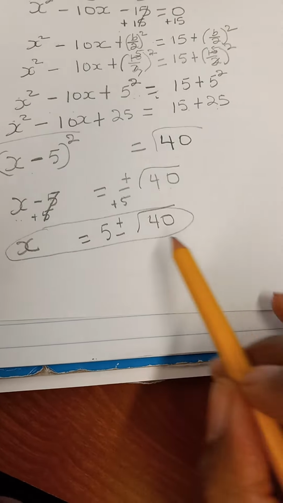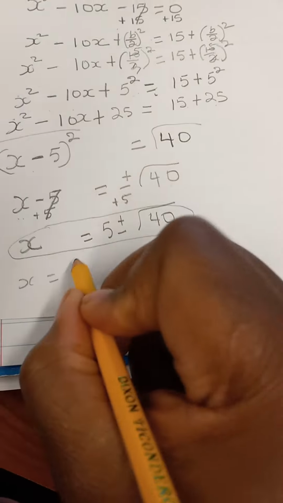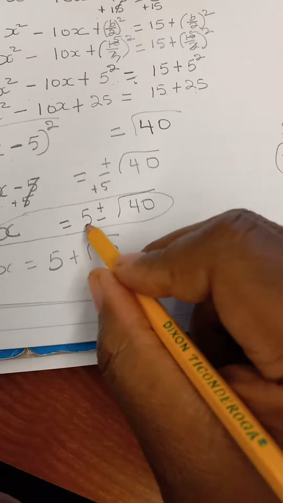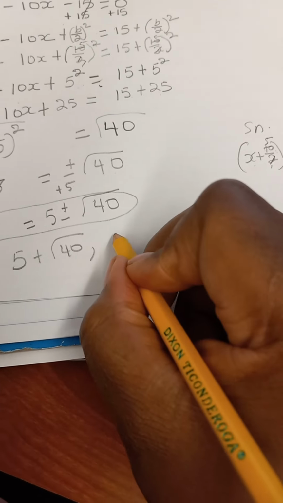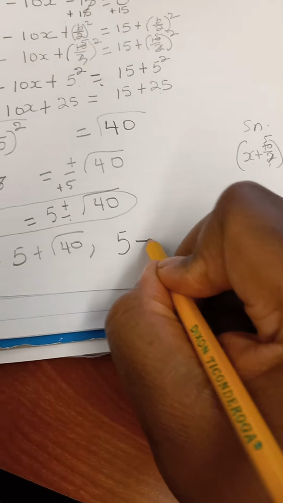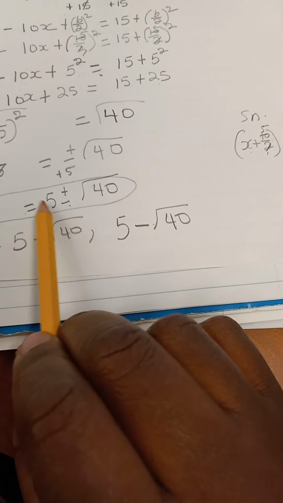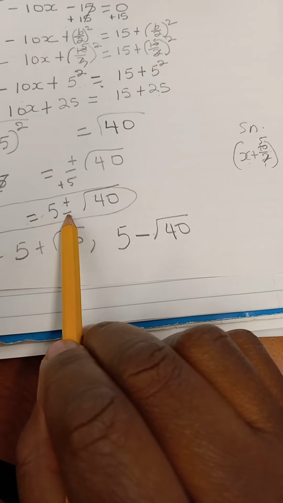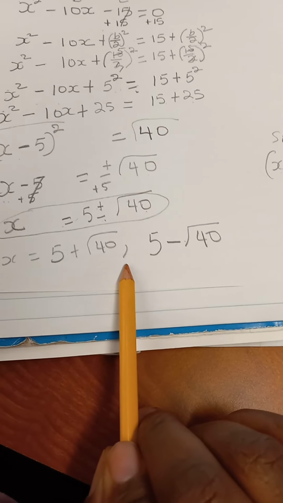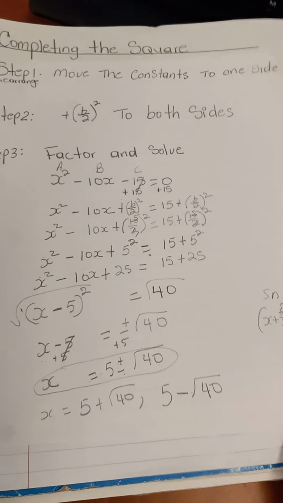You could leave it as this. What this right here is saying is that x is equal to 5 plus the square root of 40, and again, x is equal to 5 minus the square root of 40. So this is the same thing: x is equal to 5 plus or minus the square root of 40. And this answer and this are the same. This is expanded and this is together. And there you have it.